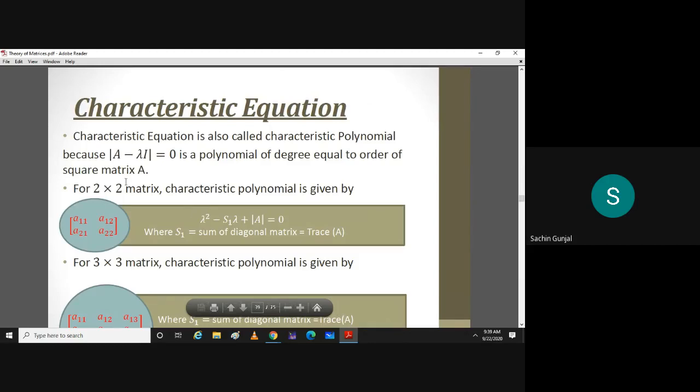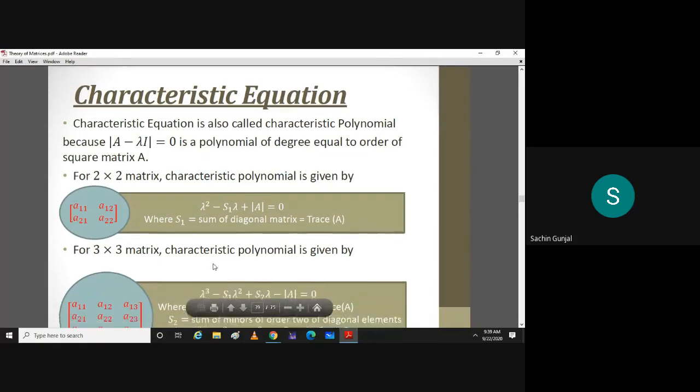So for 2 by 2 matrices, the characteristic polynomial is lambda square minus s1 lambda plus determinant of A equal to 0, where s1 is the trace of that matrix, that is the sum of diagonal entries. Make a correction here: sum of diagonal entries instead of matrix. There is a word entries.